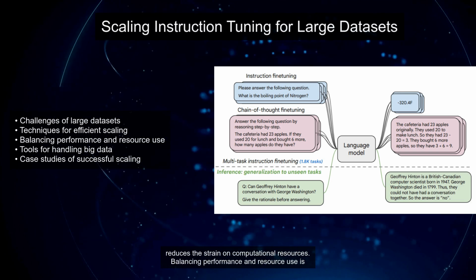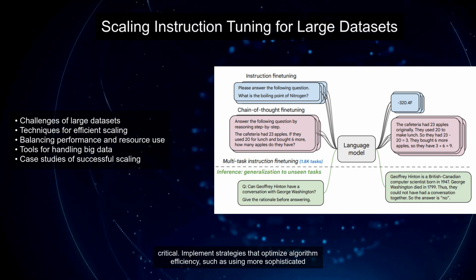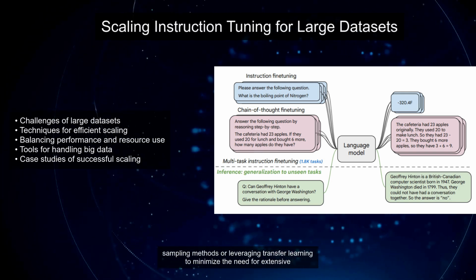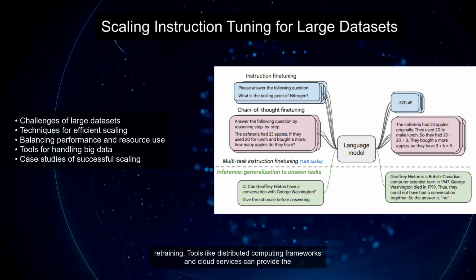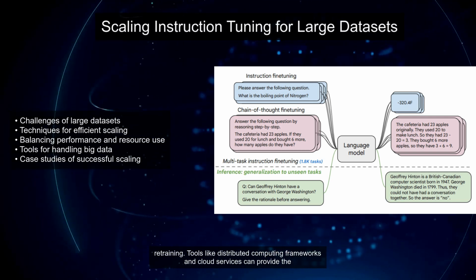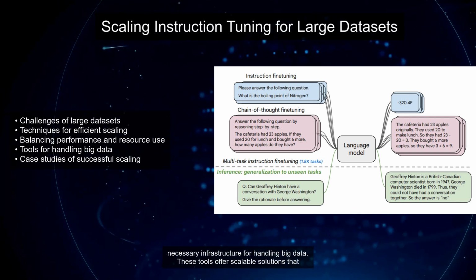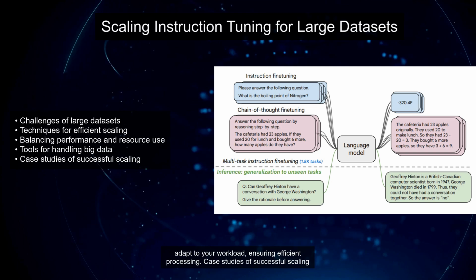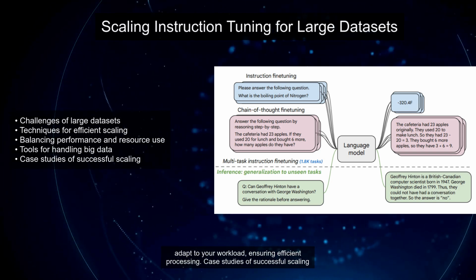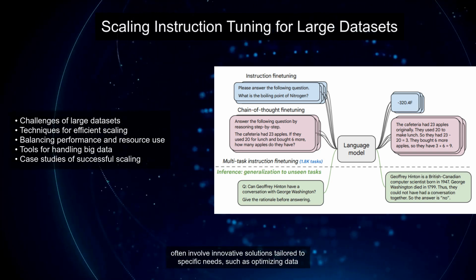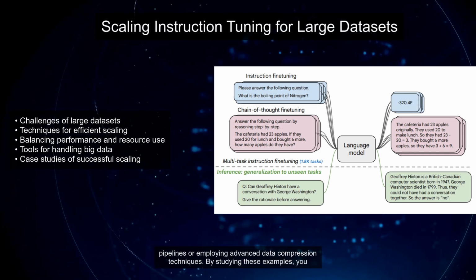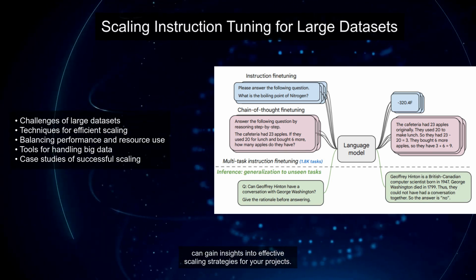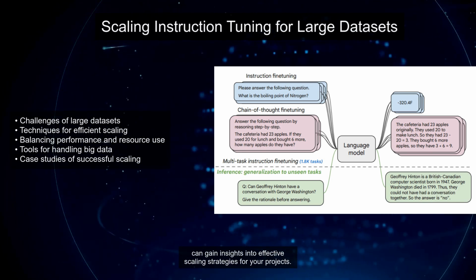Balancing performance and resource use is critical. Implement strategies that optimize algorithm efficiency, such as using more sophisticated sampling methods or leveraging transfer learning to minimize the need for extensive retraining. Tools like distributed computing frameworks and cloud services can provide the necessary infrastructure for handling big data. These tools offer scalable solutions that adapt to your workload, ensuring efficient processing. Case studies of successful scaling often involve innovative solutions tailored to specific needs, such as optimizing data pipelines or employing advanced data compression techniques. By studying these examples, you can gain insights into effective scaling strategies for your projects.